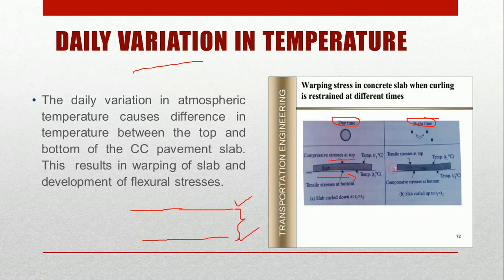So, there is a twisting of the pavement here, or the twisting out of the shape of the pavement. This condition we are calling warping. The stress corresponding to this we are considering as warping stresses. If there is a variation in the temperature because of atmospheric conditions, there is a difference in the temperature level at the top as well as the bottom layer of the pavement, resulting in the warping stresses.